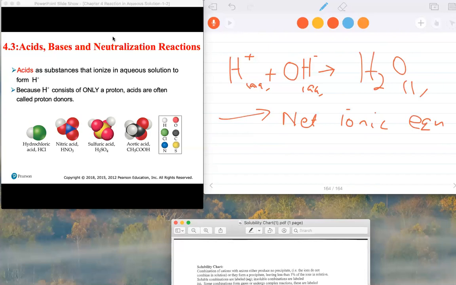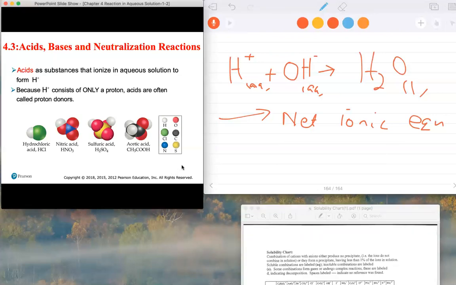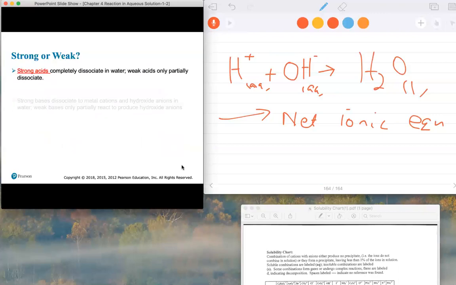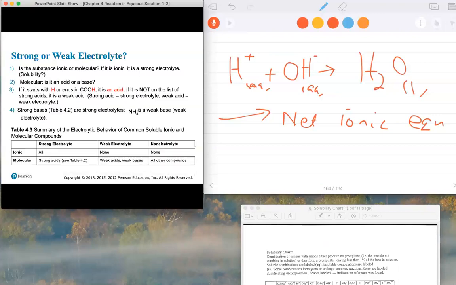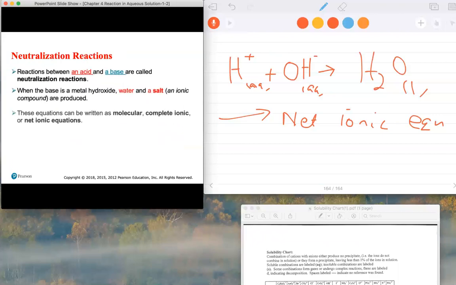And you will see this in acid-base neutralization. I want you to remember that you'll be asked a question along those lines for acid-base neutralization. So let's look at neutralization. In neutralization, an acid reacts with a base to produce water and a salt.